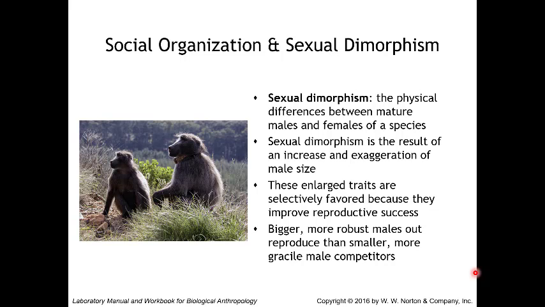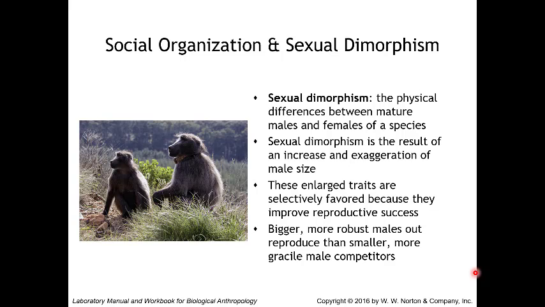Degrees of sexual dimorphism relate to degrees of male-male competition. Primates with more male-male competition will have more pronounced sexual dimorphism, and primates with less male-male competition will have less. Sexual dimorphism is the result of an increase and exaggeration of male size. It's not that the female body types are a smaller version of the male types. Instead, the male body types are enlarged versions of the female types. So just keep that in mind.